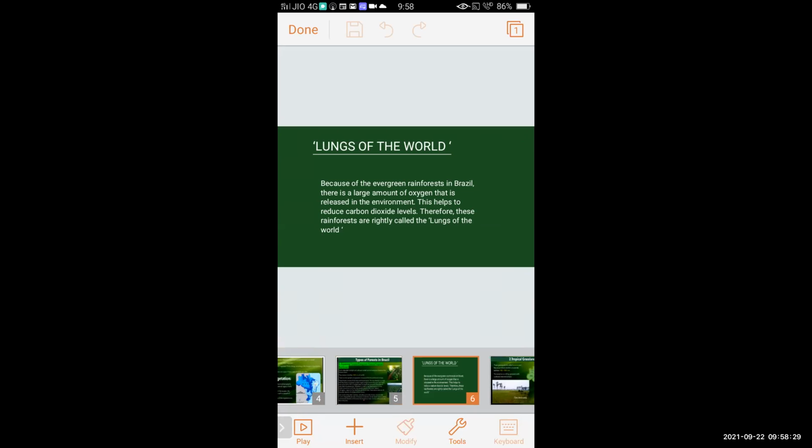Therefore, these rainforests are rightly called the lungs of the world, because in Brazil, evergreen rainforest trees are found in large quantity in that area. Rainfall is more, so trees grow in proper conditions. Because of more trees, there is a large amount of oxygen in the air that is released into the environment, and it helps to reduce the carbon dioxide level. So this is the main reason why Brazil is called the lungs of the world.